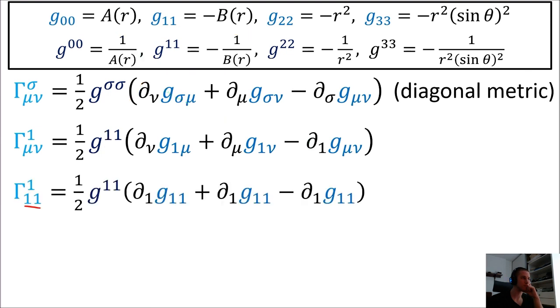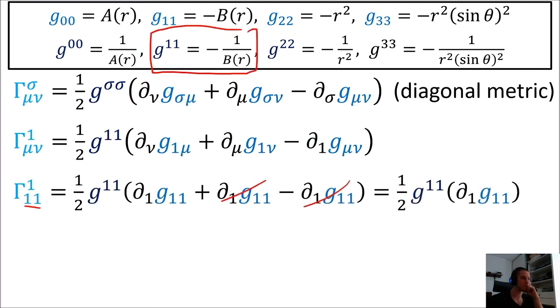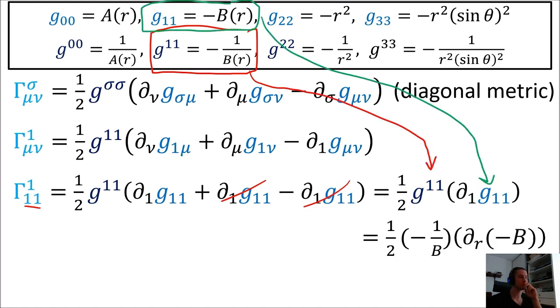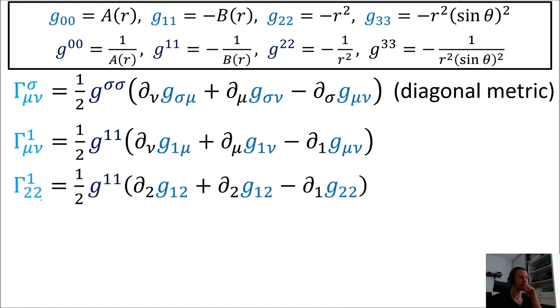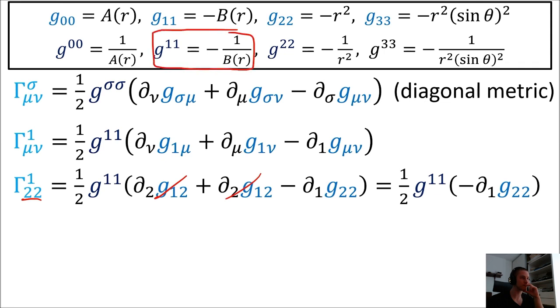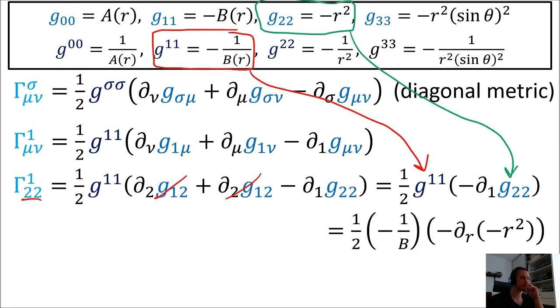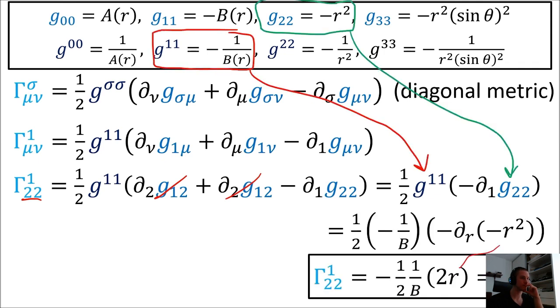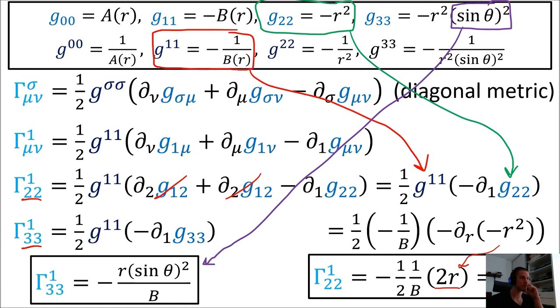For 1, 1 on the bottom, these cancel and we get negative 1 over b times the r derivative of negative b. With 2, 2 on the bottom, we get negative 1 over b and the r derivative of r squared, which is just 2r, so we get negative r over b. And for the 3, 3 on the bottom, we get the same thing multiplied by sine squared.